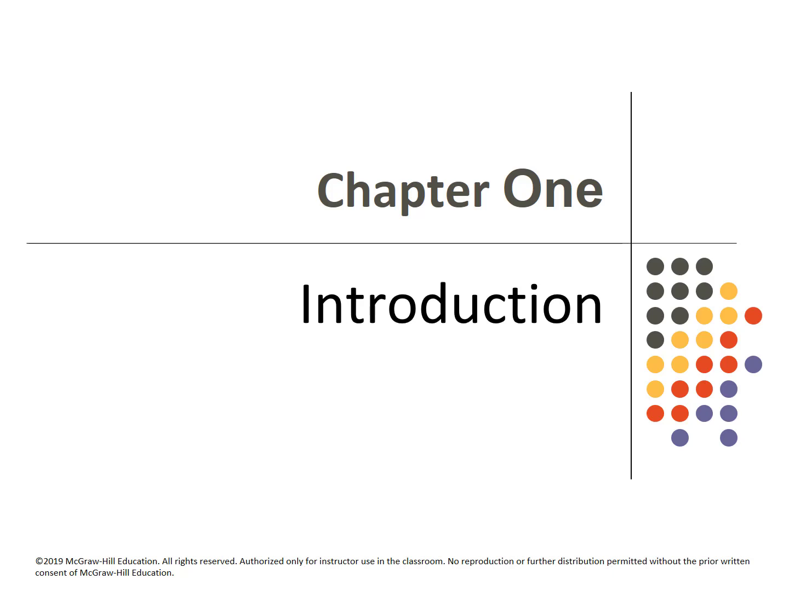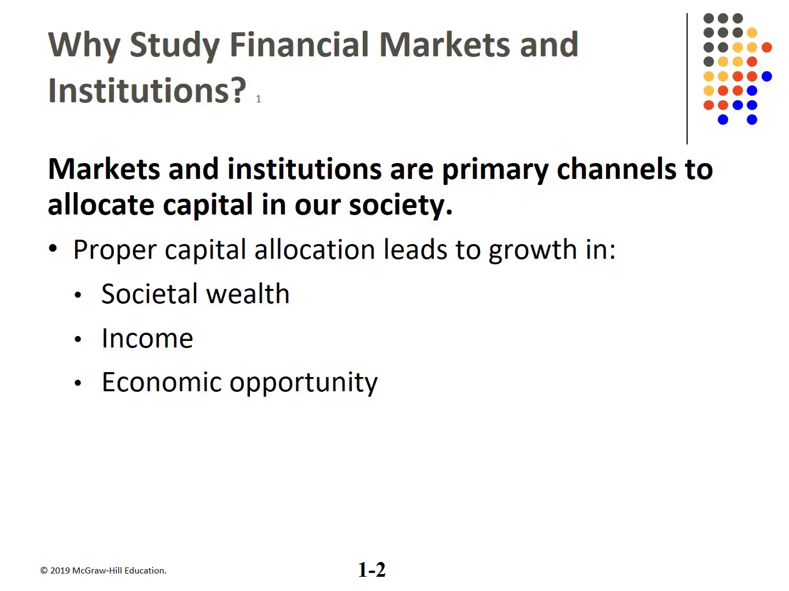Chapter 1 gives a brief overview of topics we'll be covering in more depth in future chapters. Markets and institutions involves a lot of terminology, some of which you may never have heard before. While some will be introduced in this chapter, don't panic, we'll be covering everything in more detail as the class unfolds. Financial markets and financial institutions are the middlemen between users of funds and suppliers of funds.